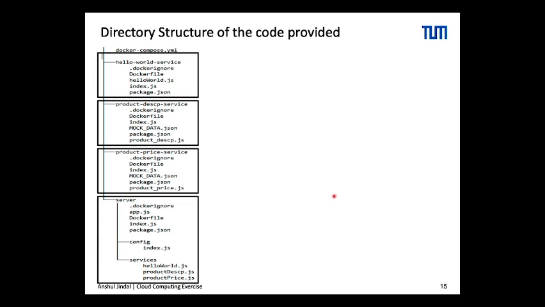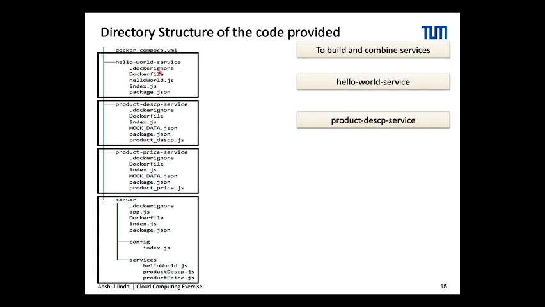So how does the code structure look like? This is how the code structure is. If you can see, it's divided into 4 microservices, and then we have the docker-compose.yaml file for running all of them together. Each of these microservices has a Dockerfile of its own, so it's an individually built microservice.